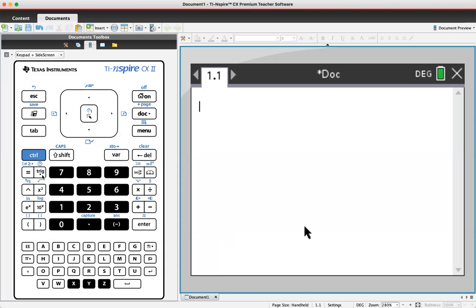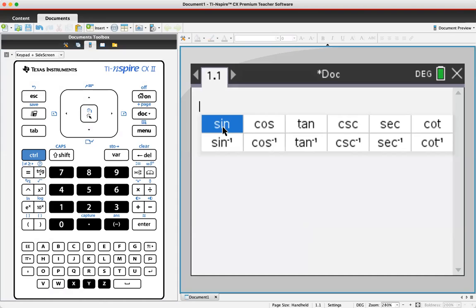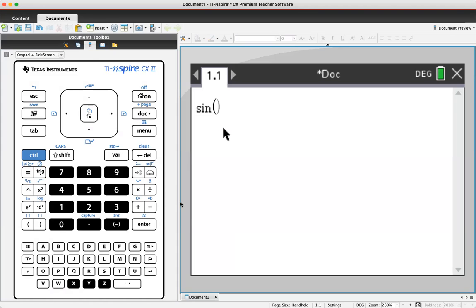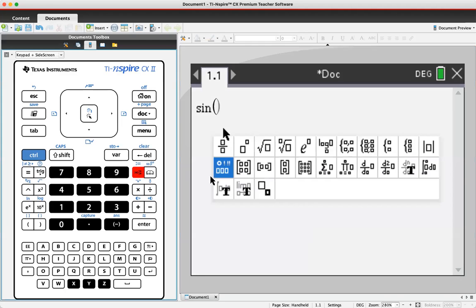So to enter this function, we're going to hit the trig key, paste in sine, and then to get an angle in degrees, minutes, seconds format, use the template key. So the template key is just to the left of the book. So when I push that, I get this template in the second row. The first cell is to put in an angle in degrees, minutes, seconds. So I'm going to hit enter.